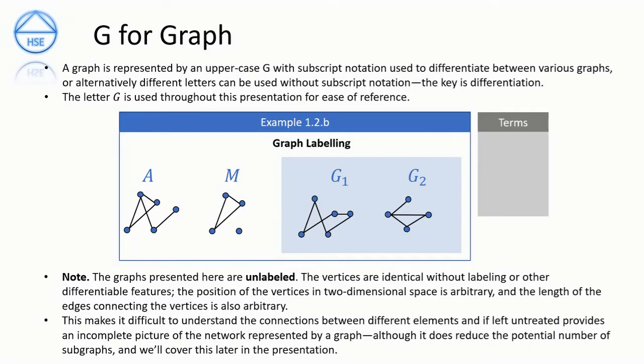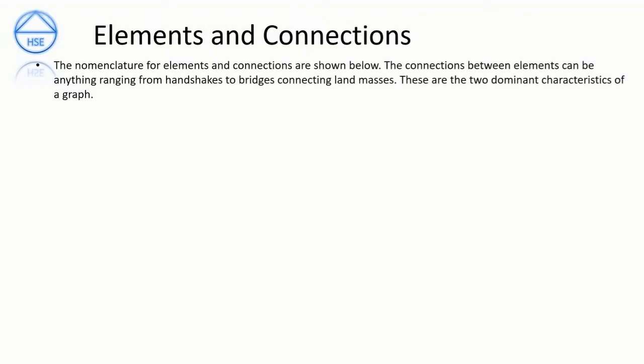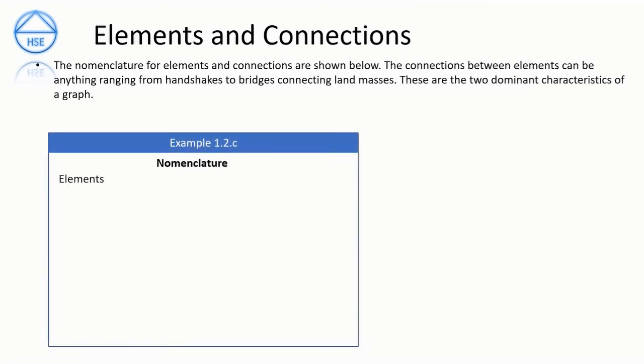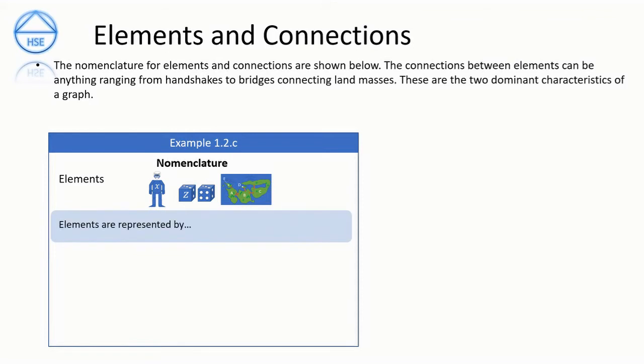This brings us to our first term defined in this presentation, which is the title of a graph, shown in the grey term tile. Elements and connections. I know there were instances where I mentioned vertices and edges in part 1.1, but these terms are defined further here. The nomenclature for elements and connections are shown below in example 12c.